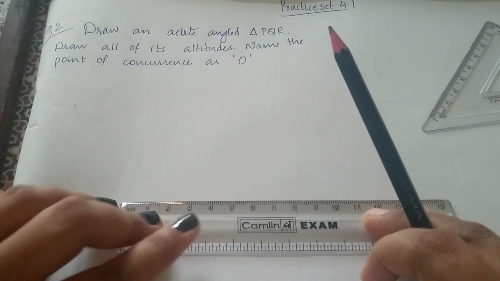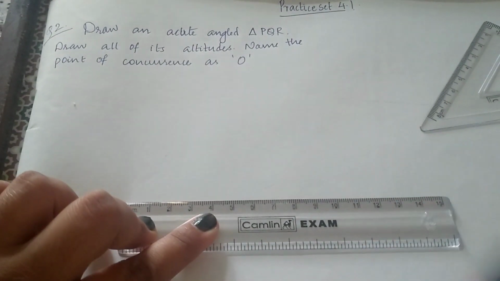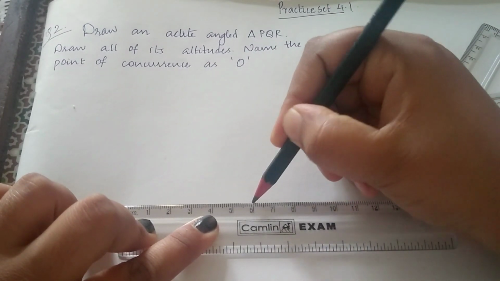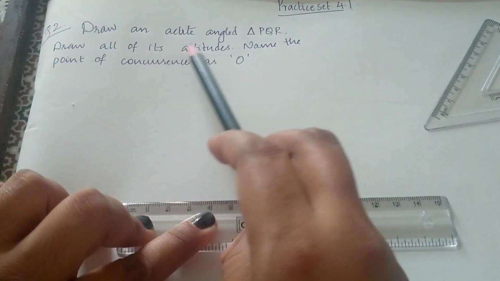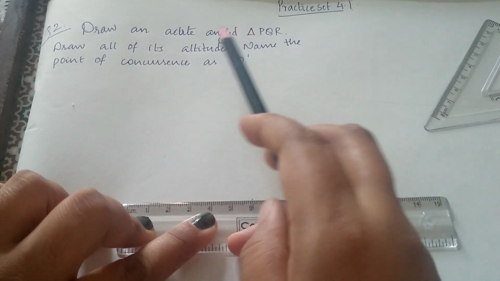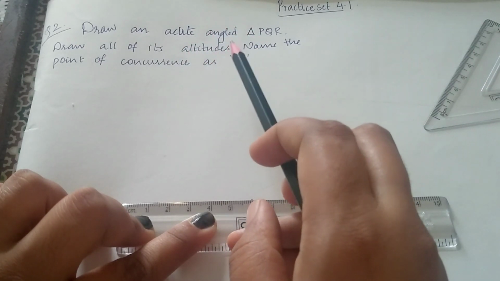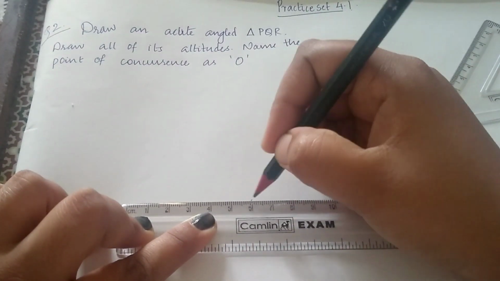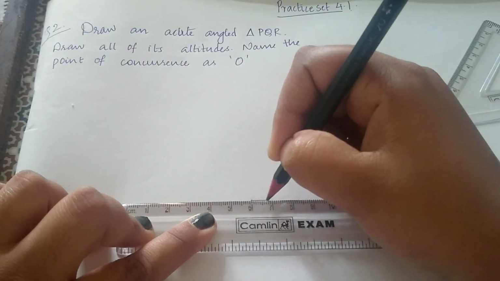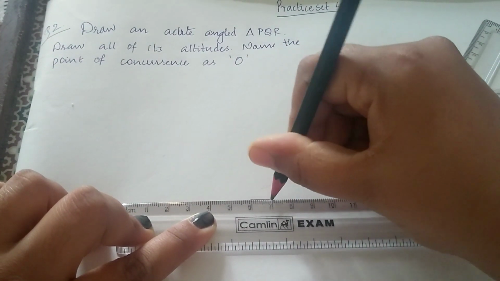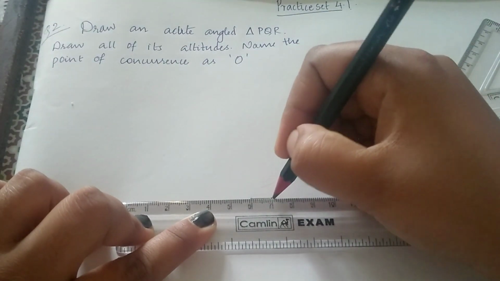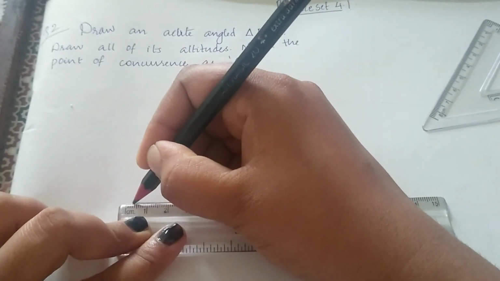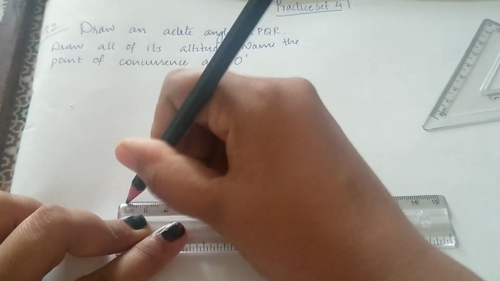Here it is optional, you can take any measurement, because what is the question asked here? Draw an acute angle triangle PQR, draw all of its altitudes and name the point of concurrence as O. So here we can take any measurement. I'm taking 7 centimeters here. It is up to you, you can take any measurement.